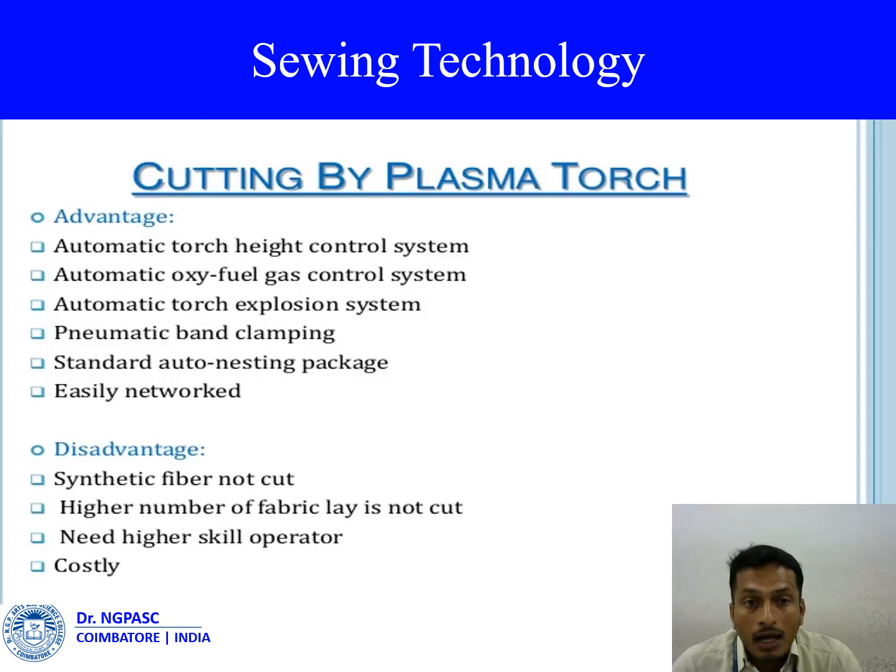Next one is advantages and disadvantages of plasma torch. The advantages are an automatic torch height control system, automatic fuel gas control system, automatic torch exploding system, and standard auto extinct packing, easy network. Disadvantages: synthetic fabrics are not cut, a higher number of fabric layers cannot be cut, it needs a higher skilled operator, and it is costly.